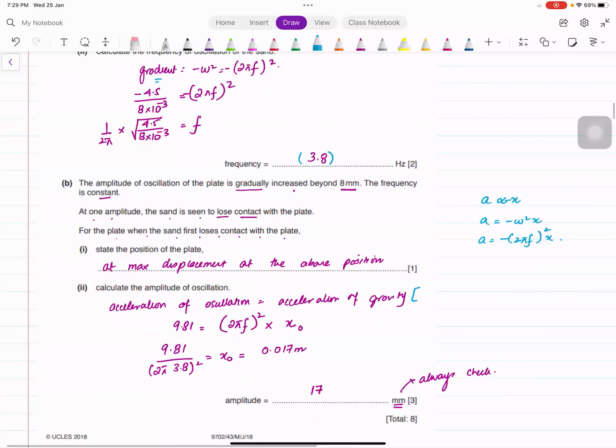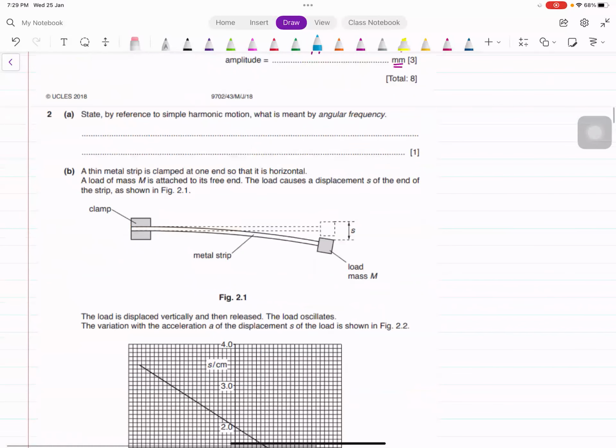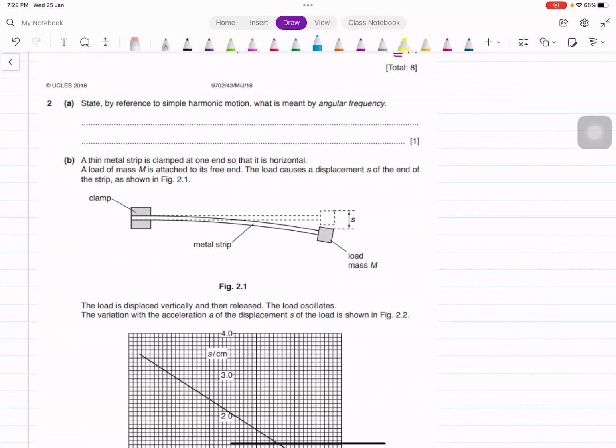So this condition that I was talking about is only possible when it will lose contact at the top position. Otherwise, it is not possible in any case. So you should remember that. All right. Now, the next question says, by reference to simple harmonic motion, what is meant by the angular frequency? Okay, who's going to tell me that, please? Hurry up. I know you guys know.